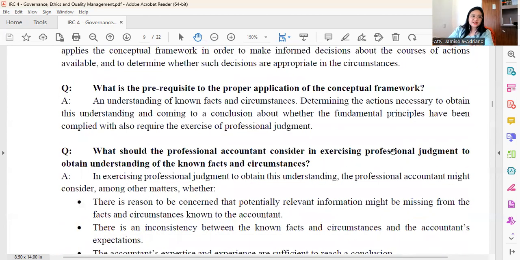So what is the prerequisite to the proper application of the conceptual framework? There must be an understanding of known facts and circumstances. So you cannot apply the conceptual framework if you do not really understand fully the current circumstance. So that's the very first step and the most crucial step.